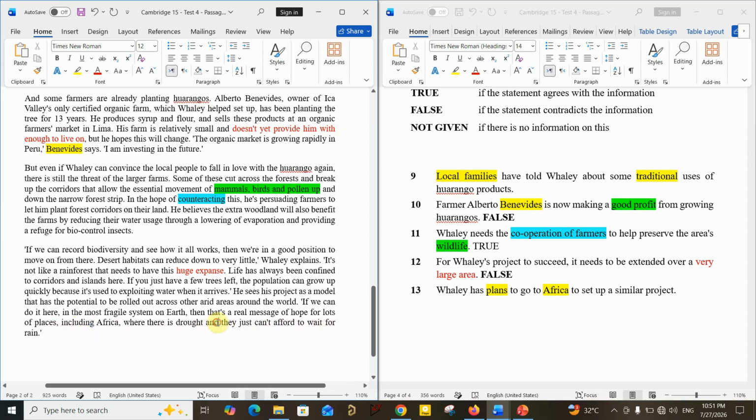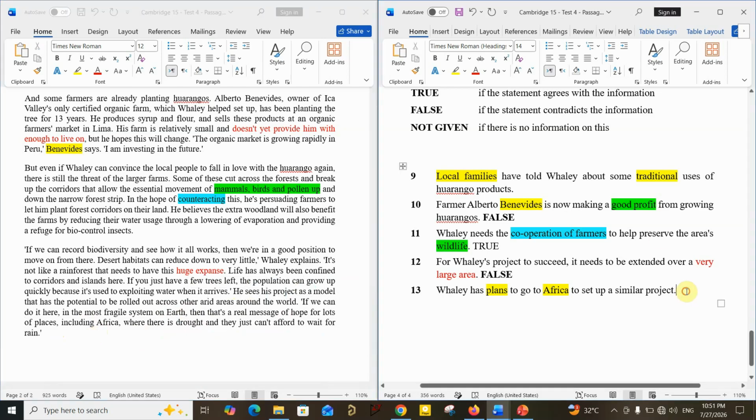So maybe this is a confusing sentence at the end. It's mentioned Africa, of course, but it is not saying anything about planning to go there or not go there. So the answer for this question is actually not given.